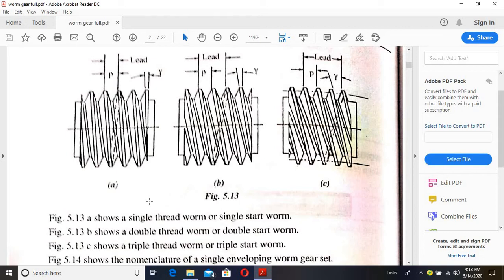You have studied this in DME 1, in the screw jack, the design of thread. There you will get single start, double start, triple start, where L is equal to lead. So here we can see lead or P. The distance from one thread to another thread, we call it lead or we call it pitch. And gamma is nothing but the slope of the thread; we call it gamma or the angle.